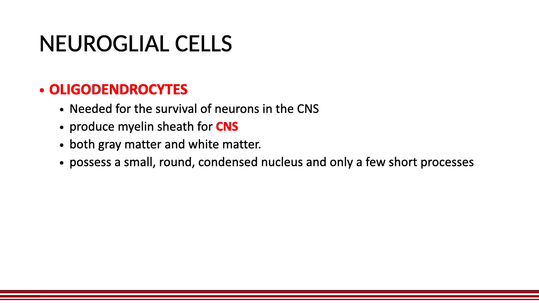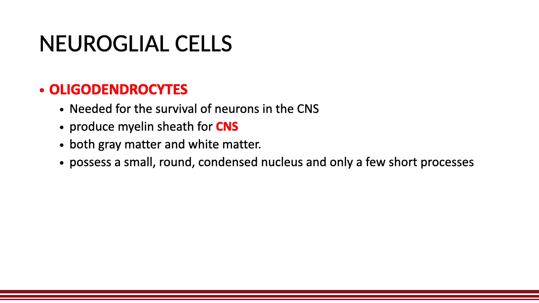Oligodendrocytes are another type of glial cells in the central nervous system that produce myelin, which is a substance that wraps axons and helps to insulate and speed up the transmission of electrical signals between neurons. In the CNS, each oligodendrocyte can myelinate multiple axons, forming multiple segments of myelin sheaths. So oligodendrocytes are important for efficient neuronal communication in the brain and the spinal cord.